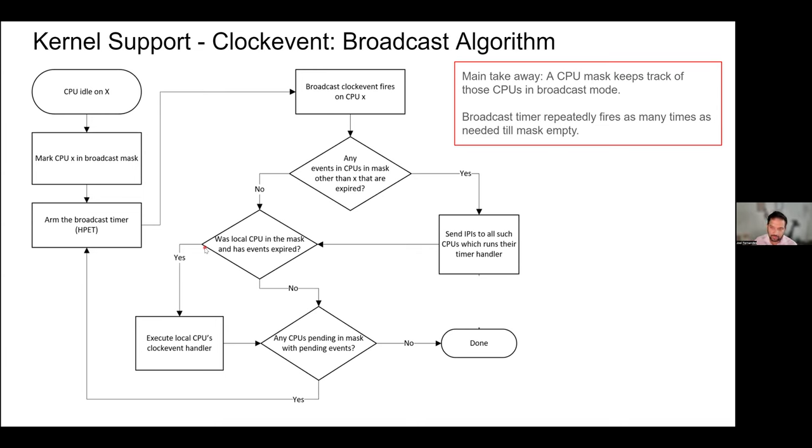If you think about it, that's the only way to make it work. There's only one broadcast timer typically, and you can have multiple CPUs that are entering idle. So to quickly go over it, when a CPU enters idle, it marks itself in this global variable, the broadcast mask, and then the HPET is armed if it is not already. Then at some point, the HPET broadcast timer fires on some CPU. In the handler of the HPET, it checks whether there are any CPUs in the mask other than the CPU where the handler is running. If there are CPUs in the mask, it sends IPIs, inter-processor interrupts, to all those CPUs to wake them up. And that's where the broadcast name comes from. You're broadcasting these IPIs to fire on all the CPUs that are in deep idle.